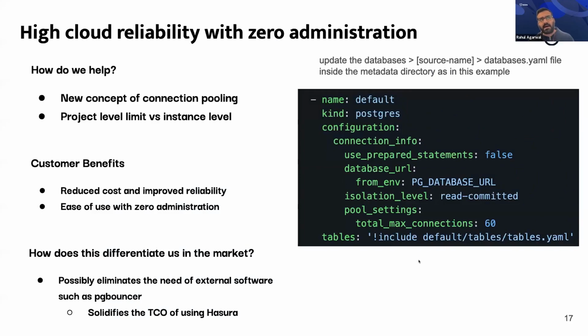And the promise is high cloud reliability with zero administration with this feature. As I mentioned, there's a new concept of connection pooling, and connection pooling is now brought to the project level. We had a max connection field before, but that was on an instance level. Let's say you had 6 connections per instance, but you had multiple instances per project. And that is where customers were facing the problem of exceeding the maximum database connections which can be honored.